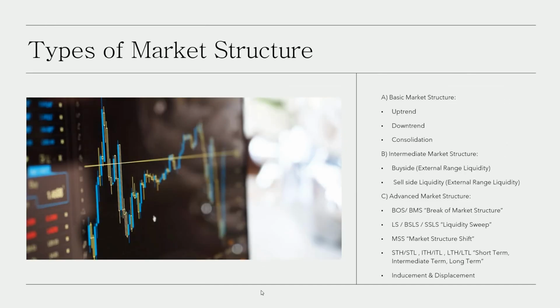Types of market structure. In basic market structure, you're going to learn about uptrends, downtrends, and consolidation. In intermediate market structure, you're going to be learning about buy-side liquidity and sell-side liquidity, which is known as external range liquidity. Okay?